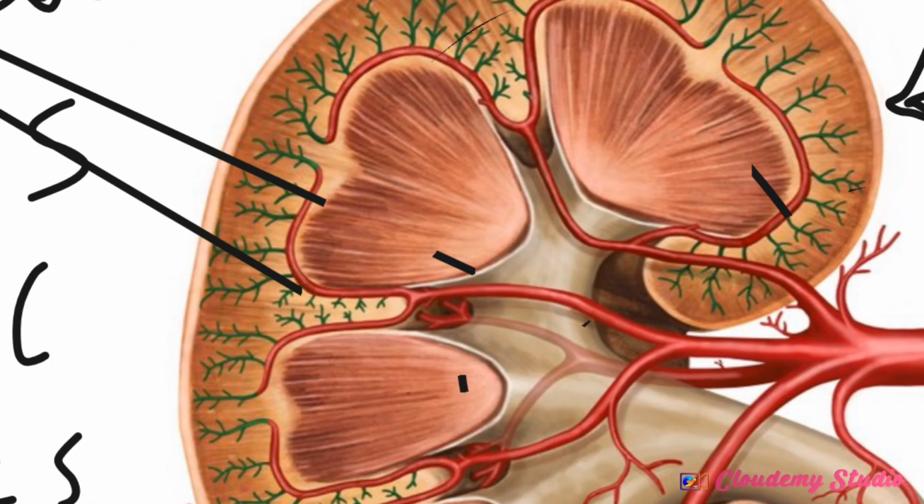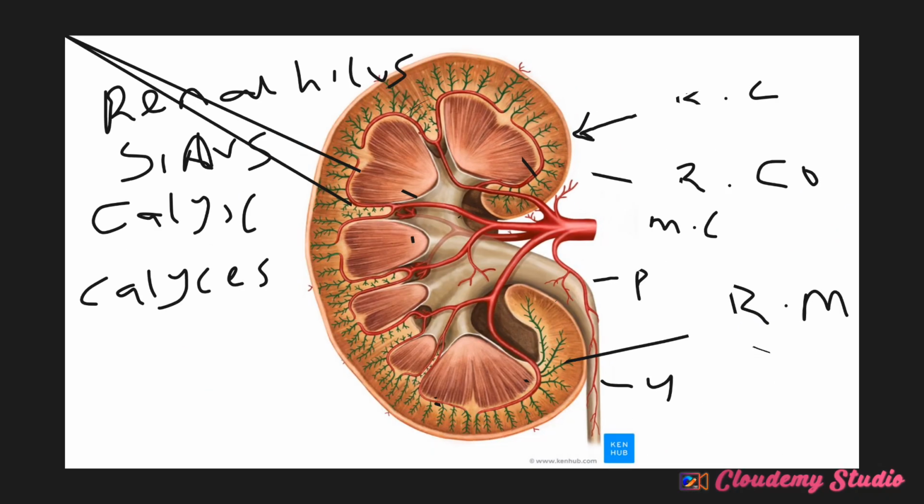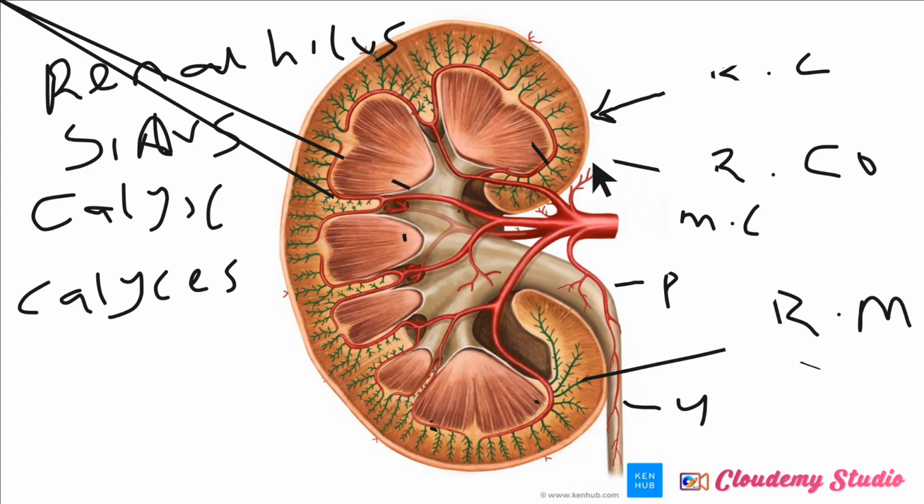Now, let me go back to what we have said so far. We mentioned this one as the renal capsule. The outer one that looks granulated is the renal cortex. The inner one that looks striated is the renal medulla, also known as the renal pyramid, right?